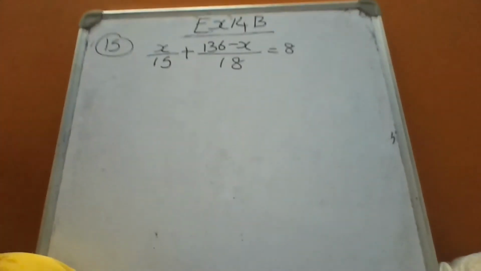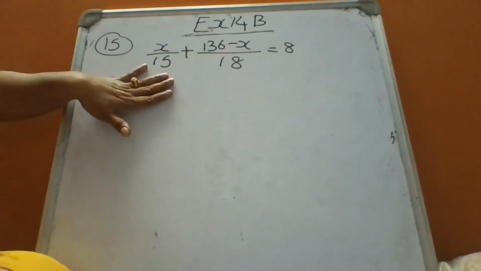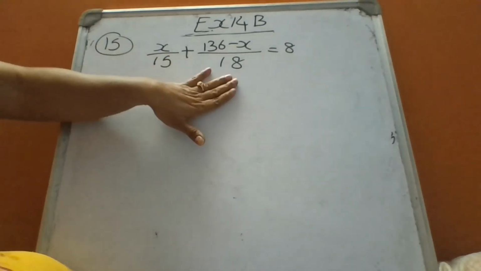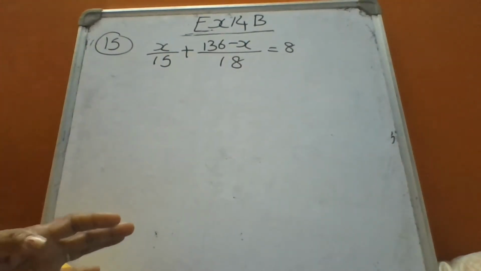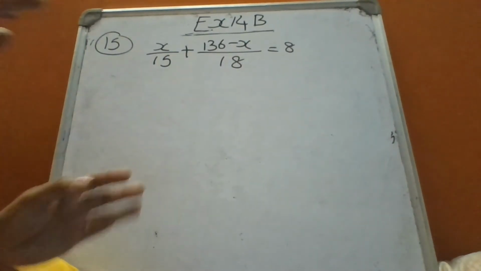So, now we have got the equation as x by 15 plus (136 minus x) by 18 is equal to 8. That is the equation we have got. So, the time taken for the first part plus the time taken for the second part, the total time taken, is 8. So, this is the equation. Now, we are solving it.